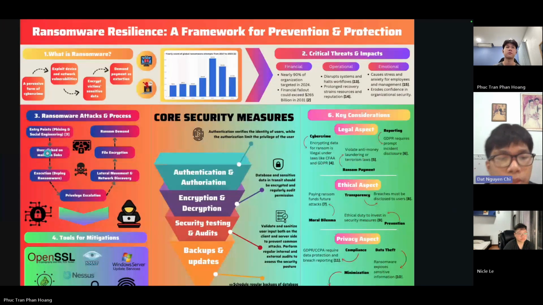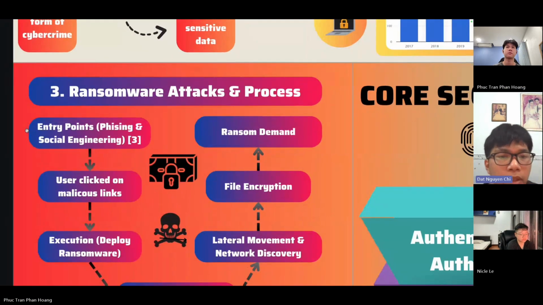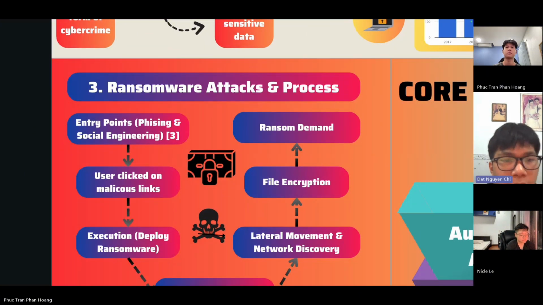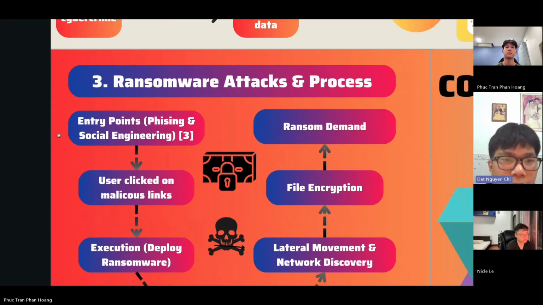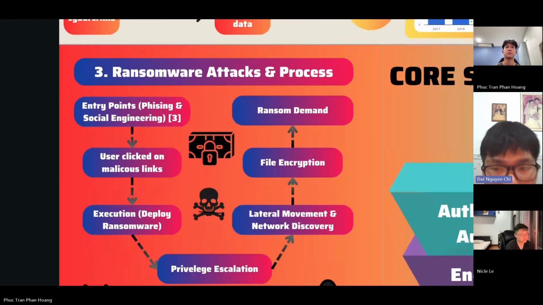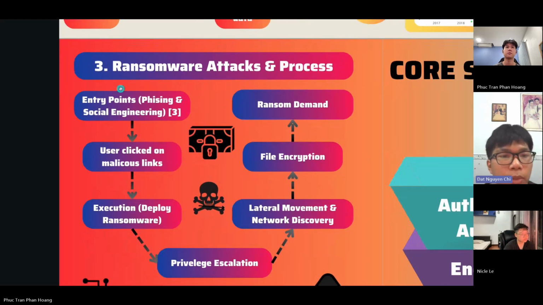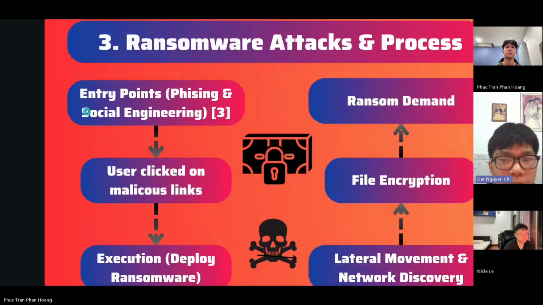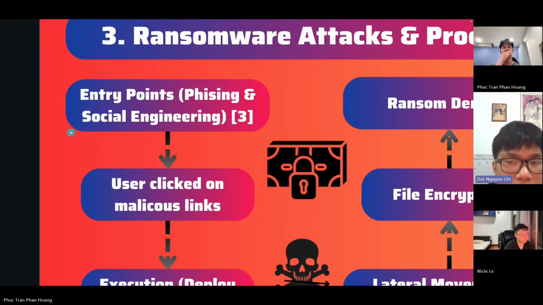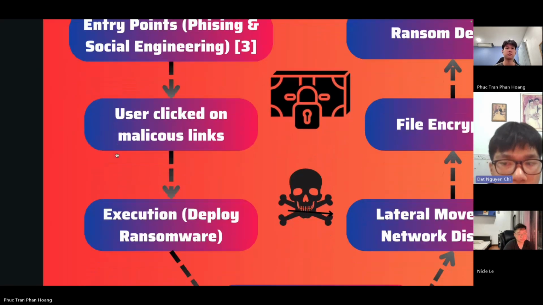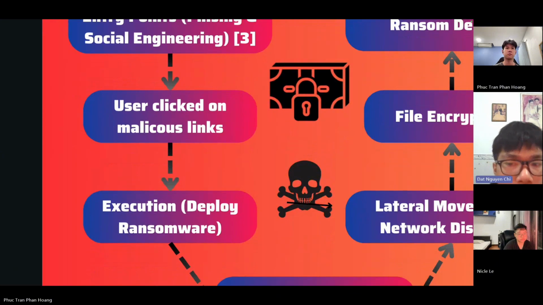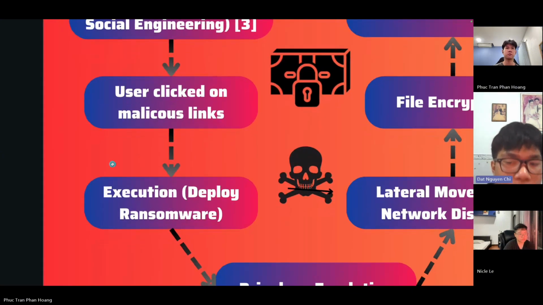Okay, next we are coming to the part on the ransomware attack tree and progress. As you can see on the poster, there is an attack method of ransomware. At first, the ransomware attack tree begins with entry points where attackers use phishing and social engineering tactics to trick users into clicking on malicious links. Once the user interacts with these links, the execution phase follows, during which ransomware is deployed onto the victim system.